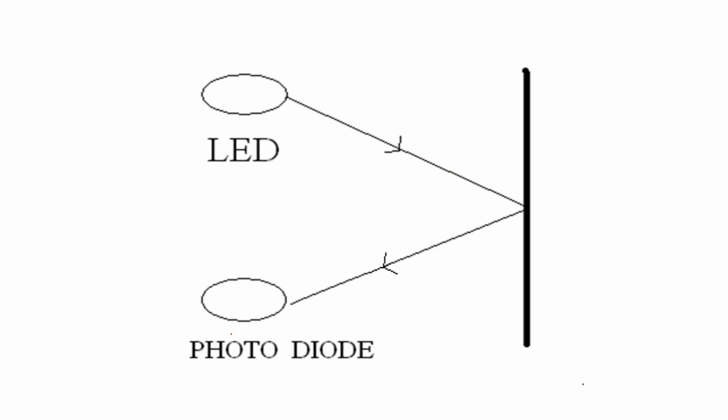The LED is emitting light, and if there is an object, the light will reflect back from the object and fall on the photodiode. The photodiode will simply detect that: if light is falling on the photodiode, that means a current is generated and it is allowing current to pass through it. And that current helps us understand that yes, there is an object in front of the sensor. That's our simple working principle.